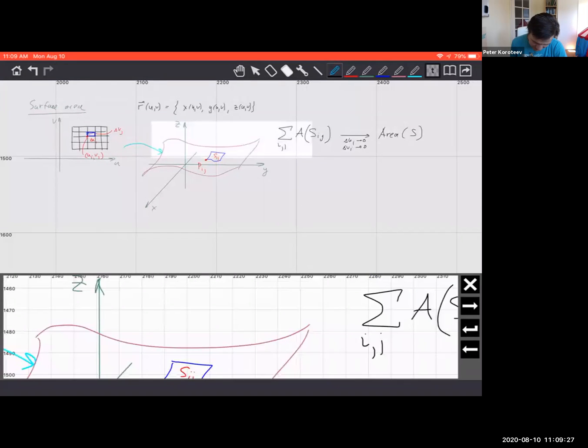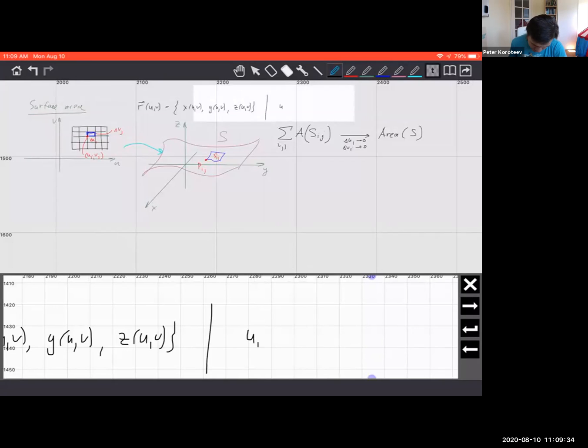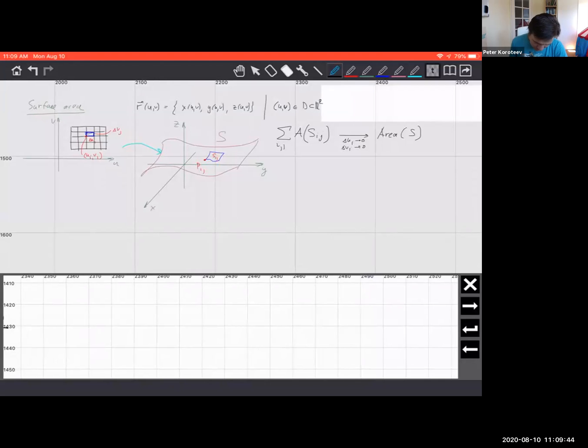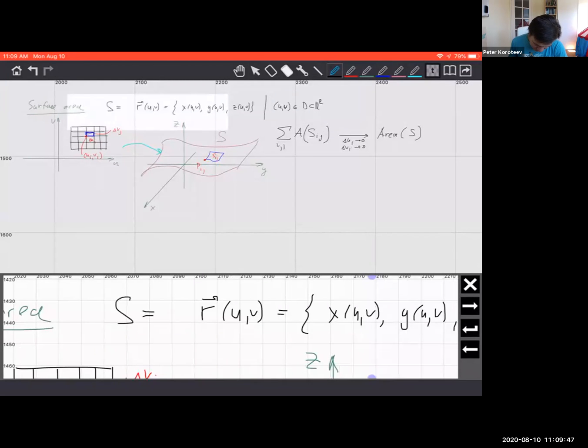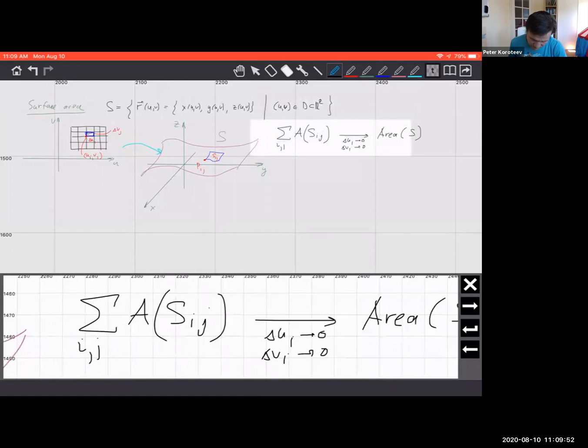So let's call it surface S. Let's write it down here. The surface is this set where u and v belong to D, which in this example is a rectangle, a subset of R2. We call this surface S. Assuming those limits exist, this double sum will converge to the area of the surface.